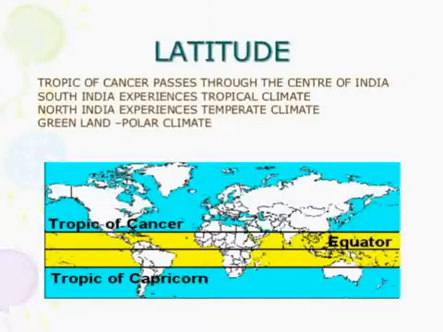What is latitude? We already studied in chapter number 1. Latitude is the angular distance of a place north or south of the equator. The Tropic of Cancer passes through the middle of the country, dividing it into the region having tropical climate and subtropical climate. Areas above the Tropic of Cancer experience subtropical climate with a distinct winter season. Regions that lie below have tropical climate.